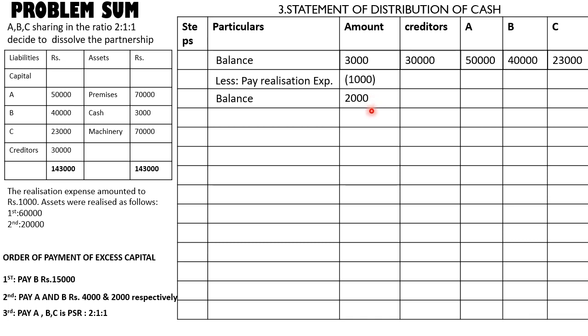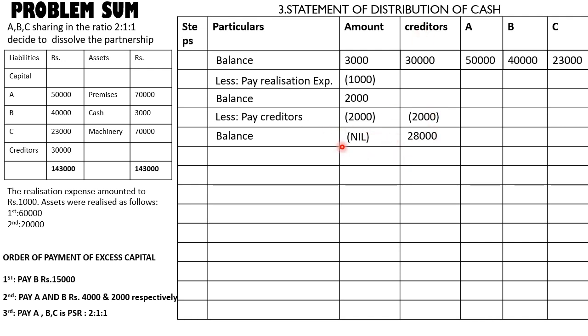Now the rule is very simple. Just one single rule that we have to keep in mind. As and when you have money, start paying them off one by one. So we have 2,000. The first person that we need to pay this 2,000 to is the creditors. Till we don't clear out creditors, we cannot go ahead. So we'll note down here, less: pay creditors an amount of 2,000. So 2,000 will be deducted from amount and 2,000 will be deducted from creditors. So the balance now is, in amount we have nil and creditors still 28,000 is pending.